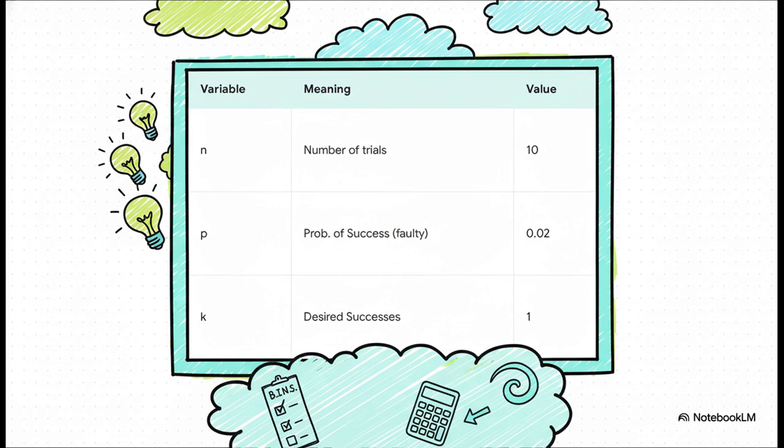It's just the thing we're counting. So here, a success is finding a faulty bulb. And the number of successes we want, k, is 1.